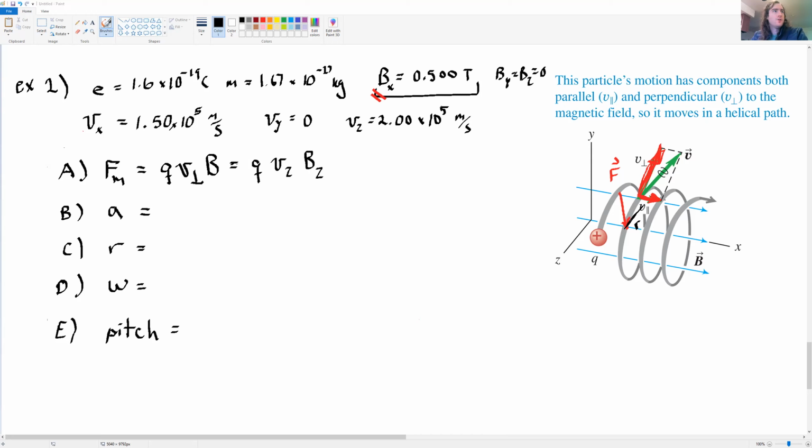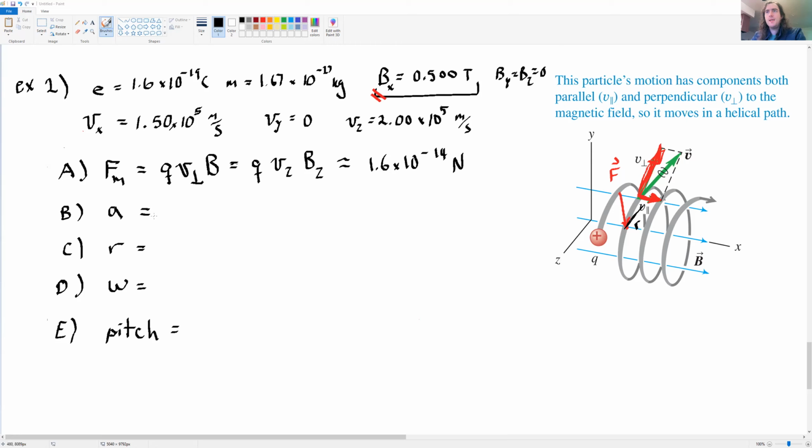I will also punch my calculations into Wolfram Alpha here. And what I get for part A is 1.6 times 10 to the negative 14 newtons. So again, that is a force on the order of 10 to the minus 14.